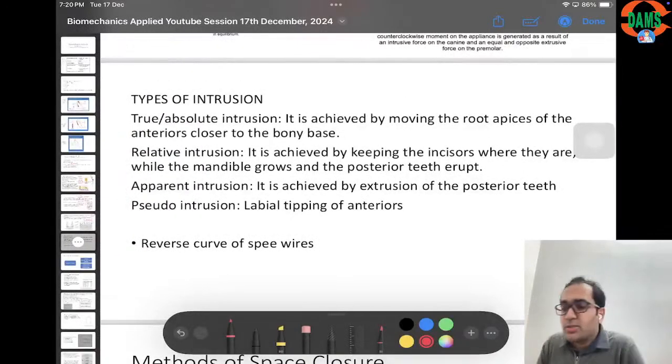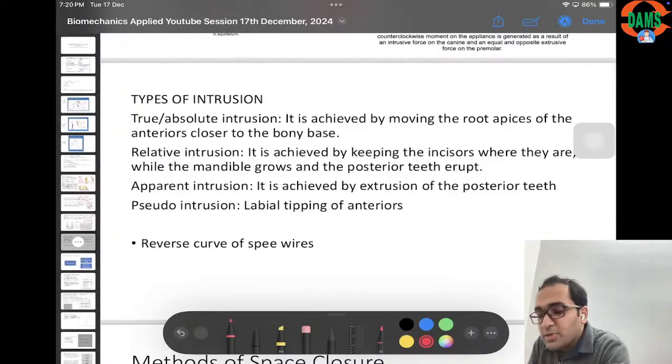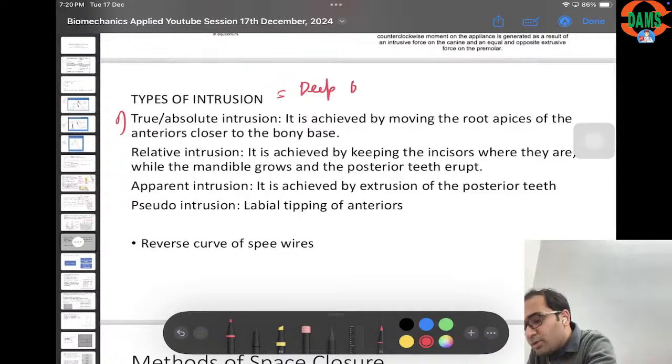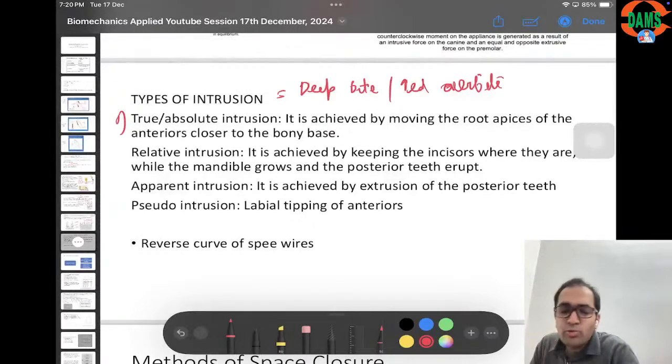Okay, the next important thing which comes from your biomechanics is the types of intrusion. There are 4 types of intrusion. First is the true or absolute intrusion of the teeth. It is achieved by moving the root apices of the anteriors closer to the bony bases. Simple. Why do we do intrusion? To correct the deep bite or the increased overbite. So for that we need to intrude the lower anterior teeth so as to open the bite. So the first method is true or absolute intrusion, in which we just intrude the teeth, root apices of the anteriors closer to the bony bases.